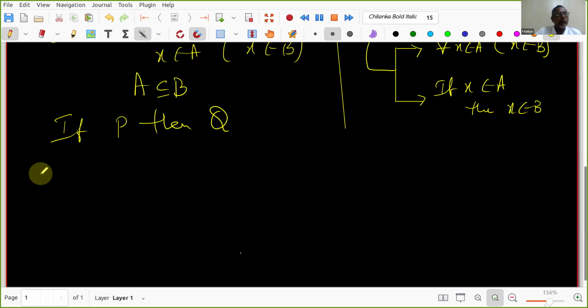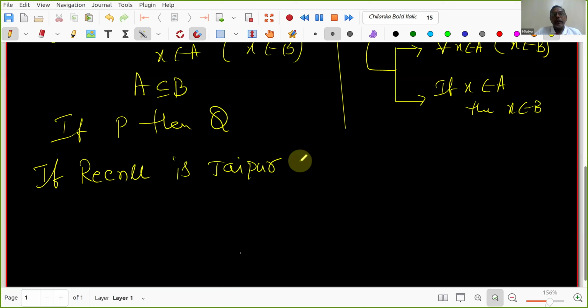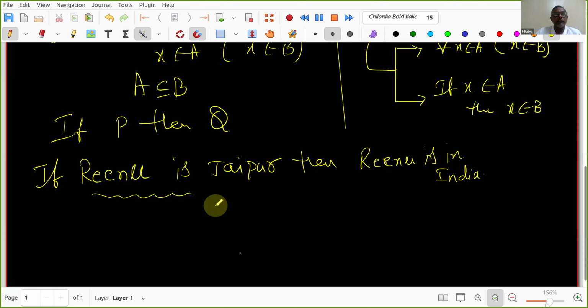That will be better. She has not responded to me, but let us see: if Reenu is in Jaipur, then Reenu is in India. If Reenu is in Jaipur, then Reenu is in India. So if she is in Jaipur, for sure she has to be in India. Do you agree with that? Whenever this is true, can you tick yes? I gave you that this is true.